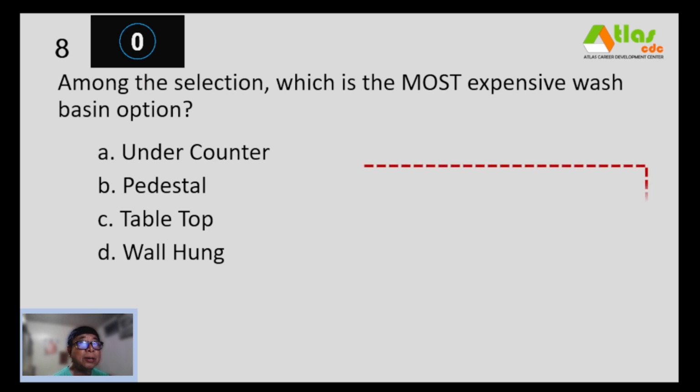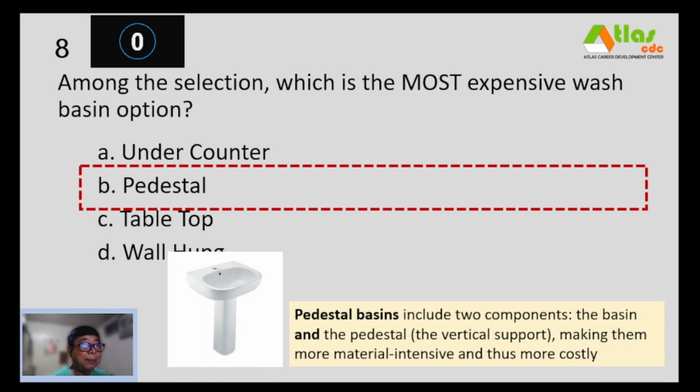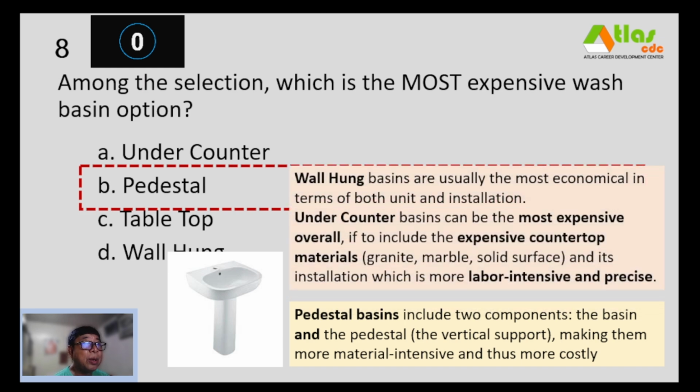And our correct answer is letter B, pedestal type. So pedestal basins include two components, the basin and the pedestal, the vertical support, making them more material intensive and thus more costly. Wall hang basins are usually the most economical in terms of both unit and installation. Under-counter basins can be the most expensive overall if you include the expensive countertop materials like granite, marble, solid surface, and its installation, which is more labor-intensive and precise.